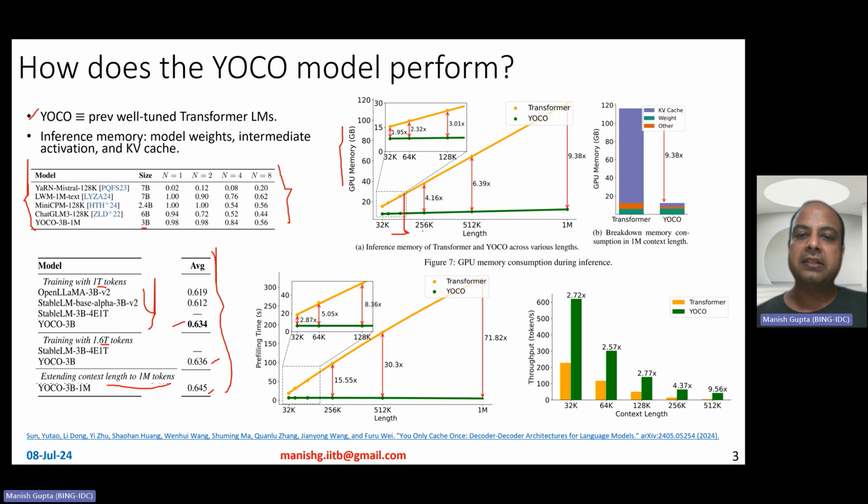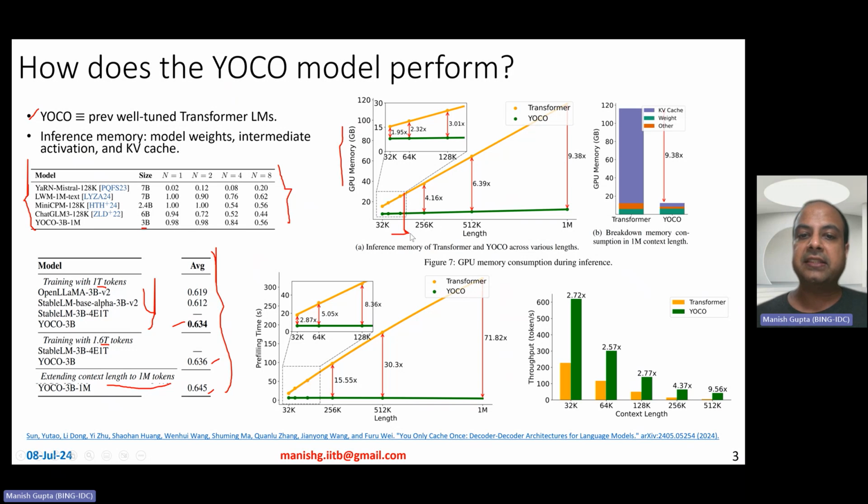You basically observe that even for this 32K sort of sizes, YOCO gives you about 2x improvements compared to a typical transformer in terms of GPU memory usage. So it takes 2x less memory, right? But if you go to larger sequence lengths, like a million, you basically end up getting about 9.38x reduction in the usage of memory.